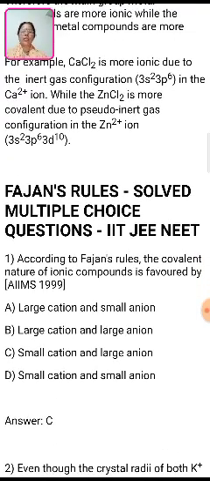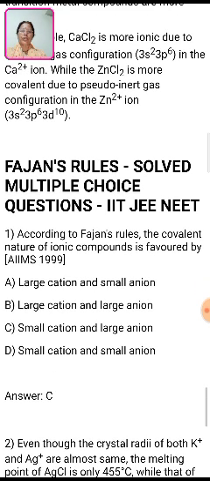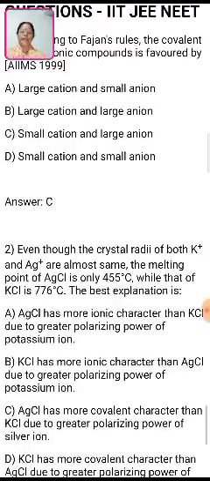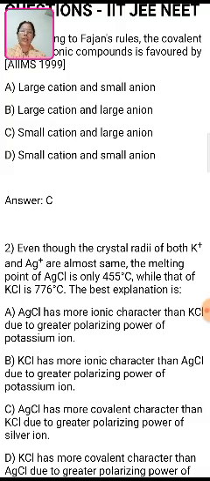And now the last, Fajans rule 3, a solved multiple choice question which is given here. According to the Fajans rules the covalent nature of ionic compound is favored by: large cation and small anion, large cation and large anion, small cation and small anion, small cation and large anion. The answer is C, that is small cation and the large anion.